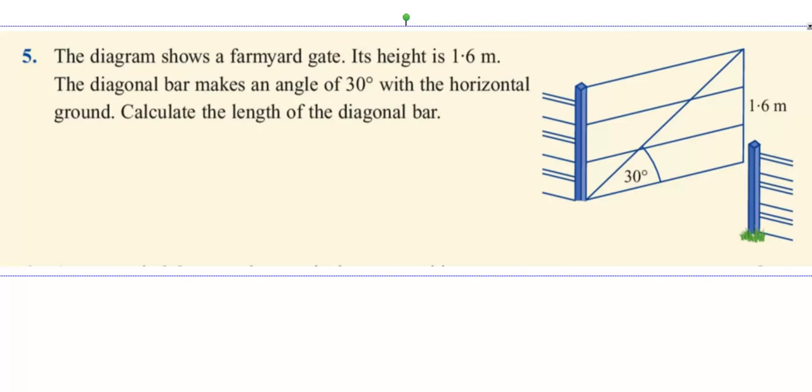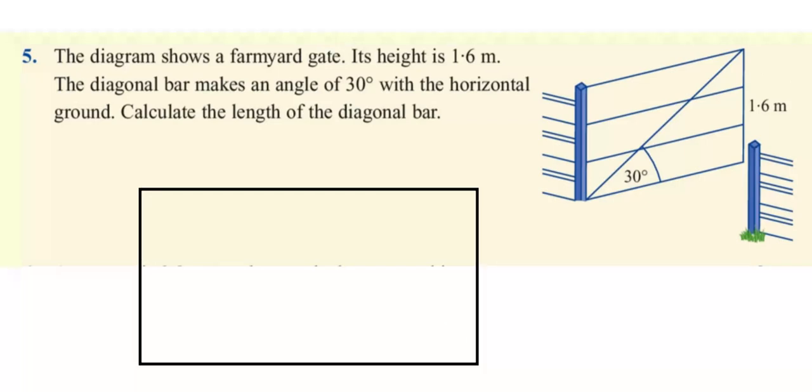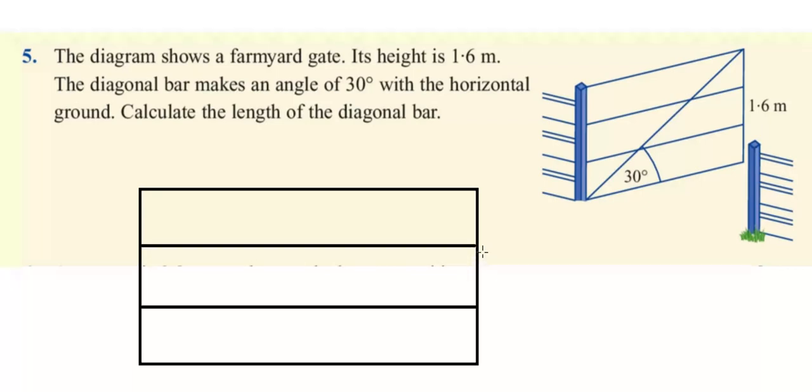Now, question 5 is an awkward looking question, but don't let the 3D diagram fool you. It's very much a rectangle. Sometimes 3D diagrams cause more hassle than they're worth. So this is my rough diagram of what I believe they're doing. It's meant to be equally spaced, and then here's my diagonal, like so. This is 30 degrees, and if the height is 1.6, calculate the length of the diagonal bar.